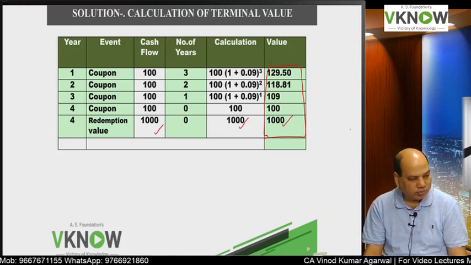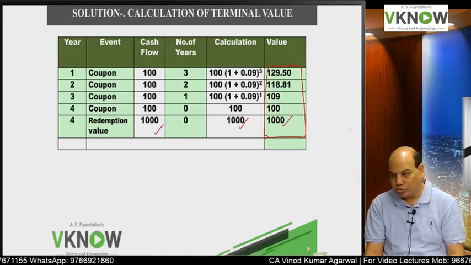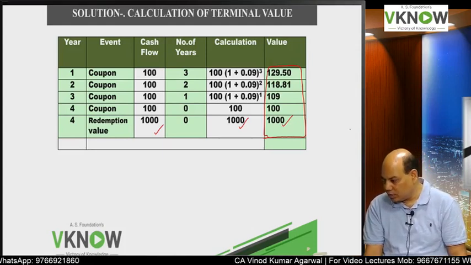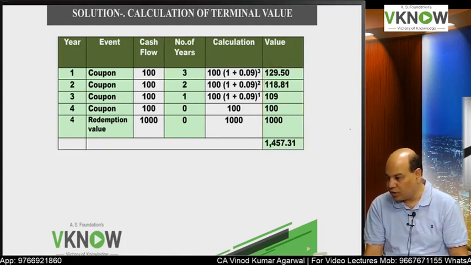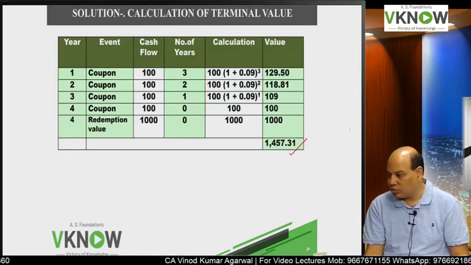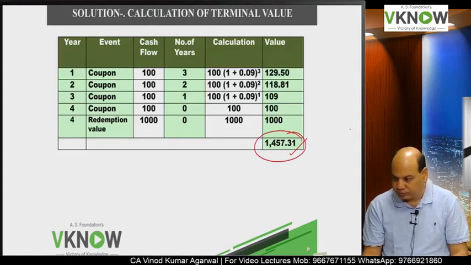What is the total? Anybody for the total? Please reply fast. Today we are going to cover a lot of concepts. So the answer given by our student is 1457.31. You are right. 1457.31. There is one more method by which we can get this answer.